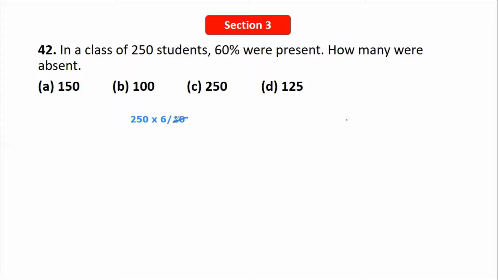And this will cancel and this will become 25. So we have that 25 times 6 which is equal to 150. So 150 are present. So we subtract 150 from 250, and there are 100 students which were absent. So our answer is 100. Now I'll erase all this, and now I'm going to go to the next question.